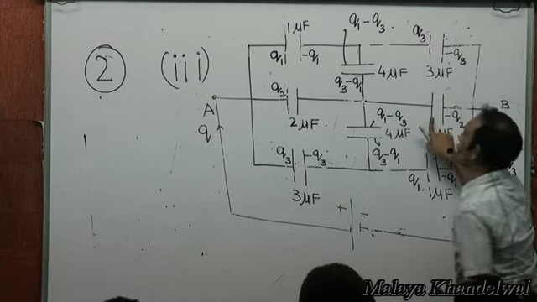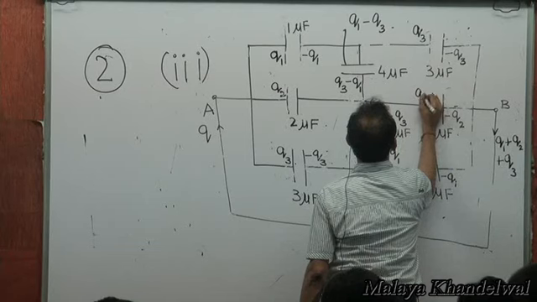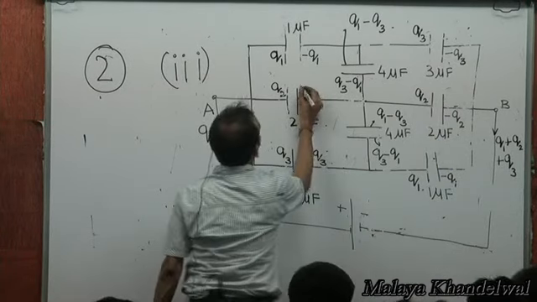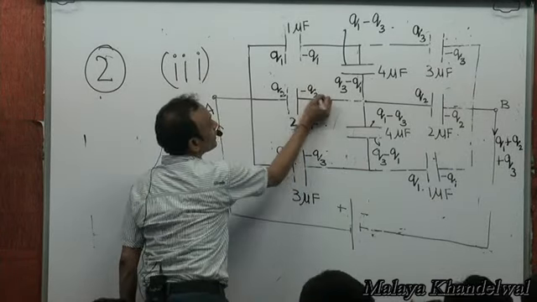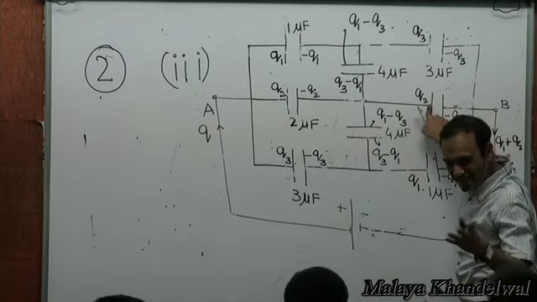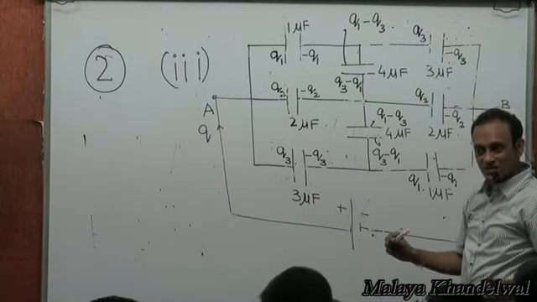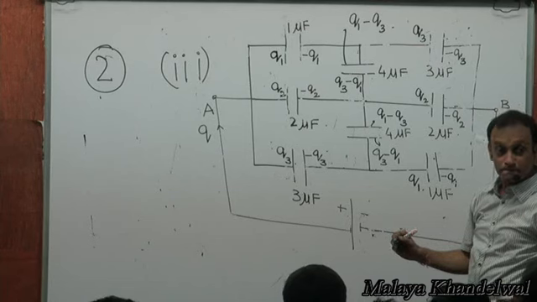If this is minus Q2, how much must this be? Q2. If this is Q2, how much must this be? Minus Q2. And realize these four plates are talking to each other and they have no net charge. See, this plate and this plate, 0 charge. Yes or no? Right?